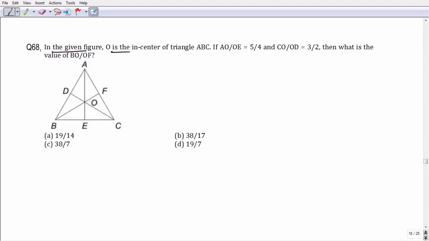It says that in a given figure, O is the incenter of a triangle ABC. And if AO by OE is 5 by 4 and CO by OD is 3 by 2, then what is the ratio for BO and OF? Now, talking about solving this question, one of the readily available concepts for these type of questions, as we infer to the world of CAT, is a theorem which goes by the name mass point theorem.